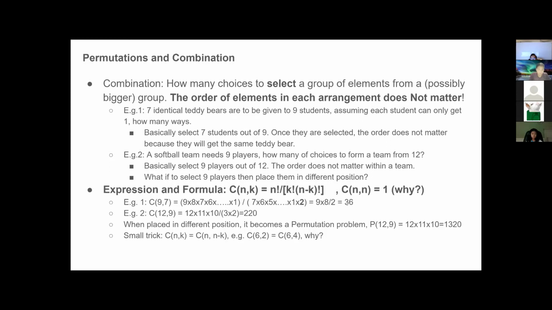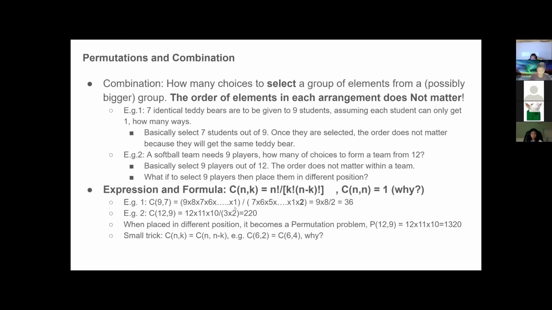All right. C(n,n) equals 1. Why is that? From the definition, you pick n elements out of n elements. There's only 1 choice, right? You pick all of them.